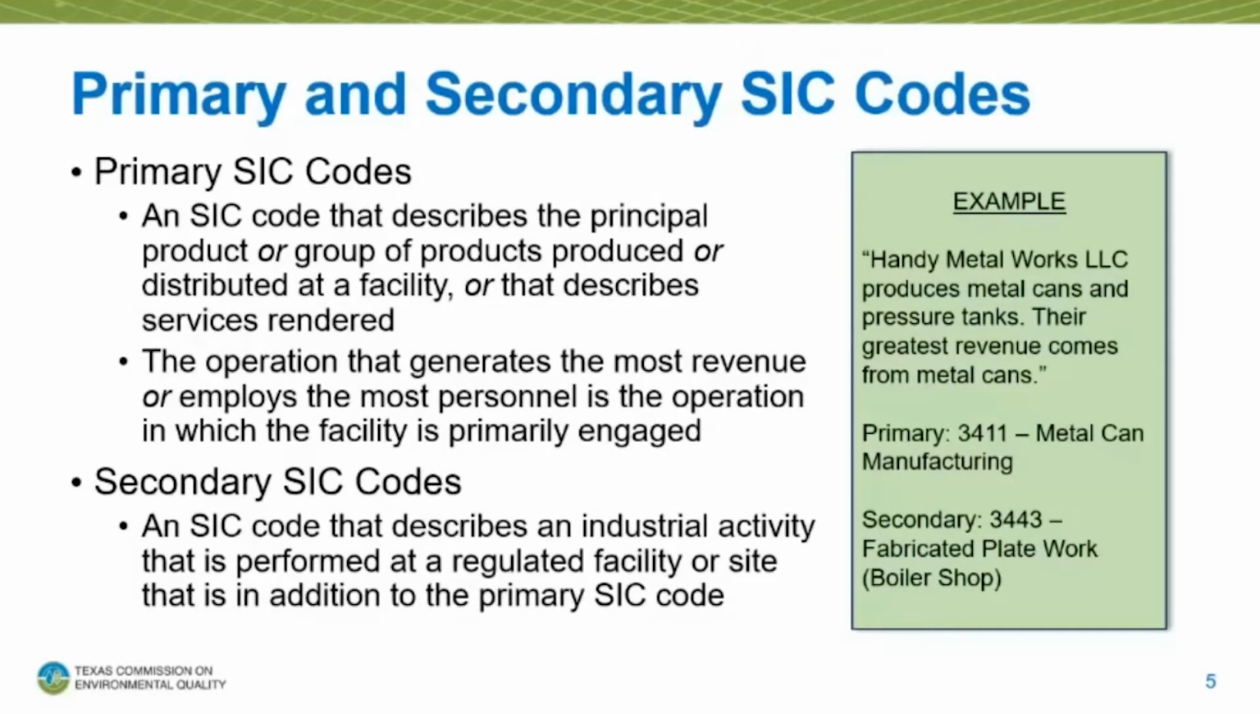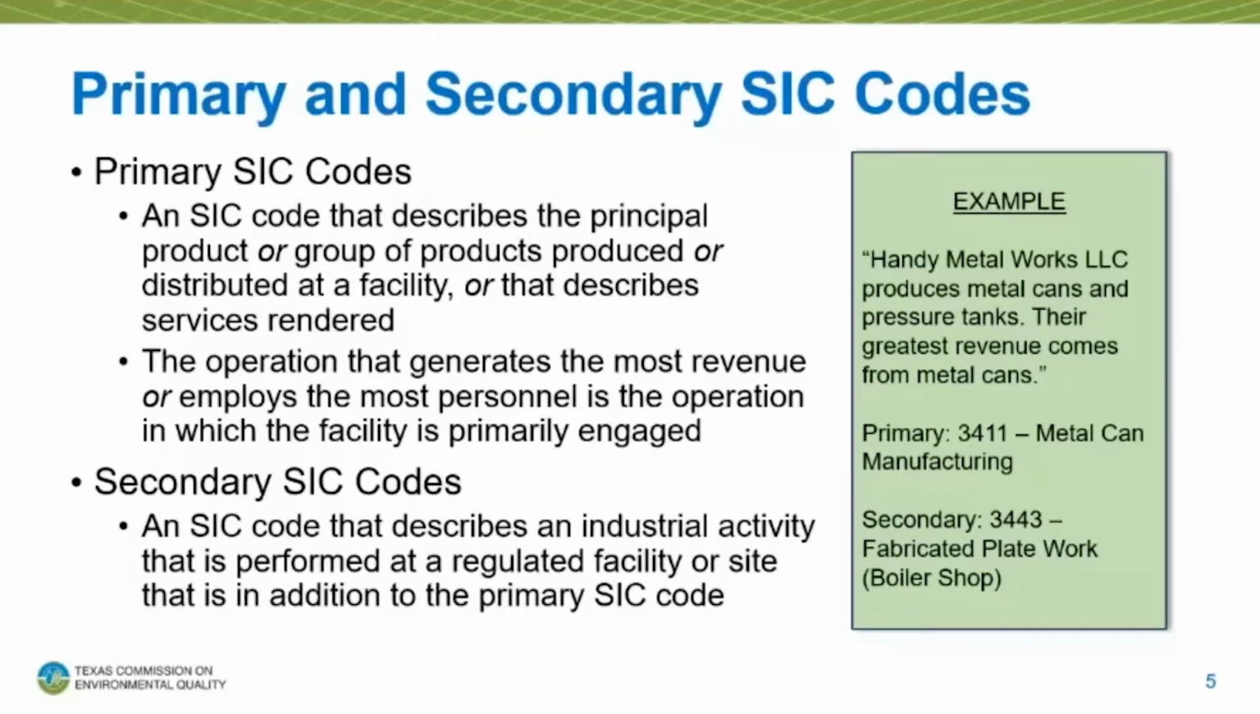So the permit has a description of both primary SIC codes and secondary SIC codes. So primary is just like I described before. It's going to be that actual product, or maybe it's a group of products that makes this operation the most revenue, or it could employ the most personnel for that activity. So the thing that primarily describes what the business is doing.